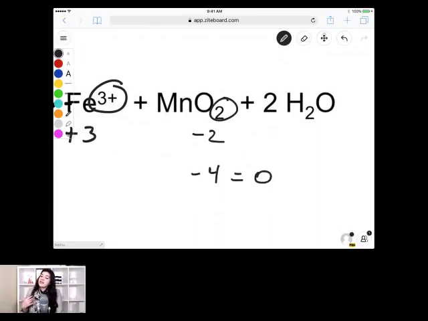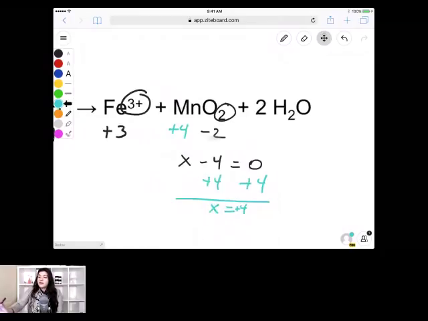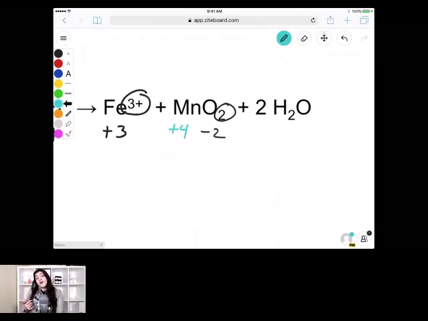And then we're trying once again to figure out what manganese is. So I'm going to add over that 4 to solve for X, and that would give us a +4 oxidation number. And erasing this because this is not your oxidation numbers. It's only that +4 and that -2.